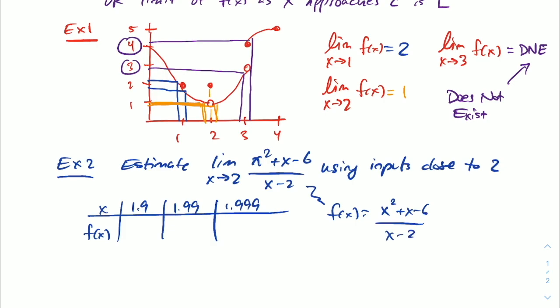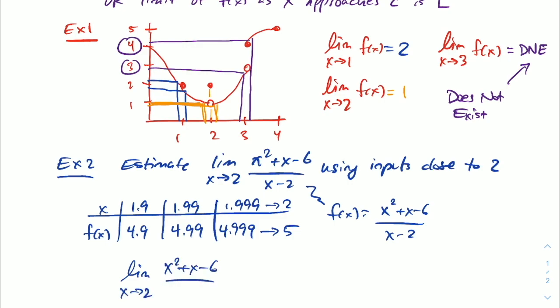If we use a calculator, we'll see that if we put 1.9 in for x into this function, we'll get out 4.9. If we put in 1.99, we'll get out 4.99. And if we put 1.999, we're going to get out 4.999. So as the inputs approach 2, the outputs appear to be approaching 5. This suggests that the limit as x goes to 2 of this function is 5. Later on, we'll see how to do this in an algebraic fashion. You'll see that we can factor the numerator and denominator and figure this out without doing any computations with the table.